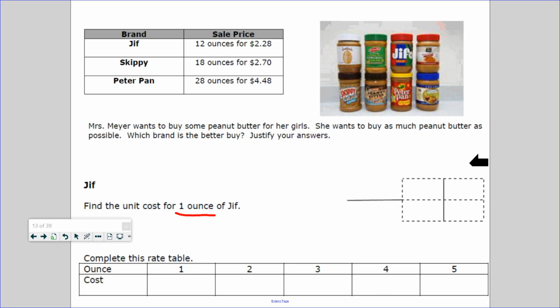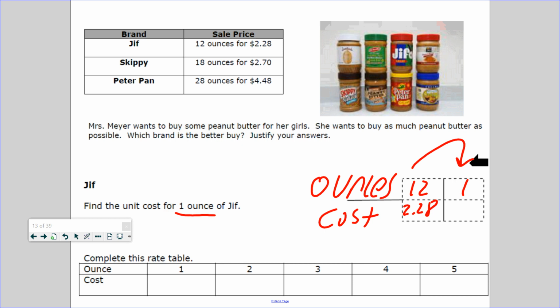So I will do the first one for you, but you'll need to do the rest on your own. I'm going to make a table, ounces and cost. It doesn't matter if you want to put cost on top and ounces on the bottom, as long as you put the numbers in the correct spot. 12 ounces costs $2.28. So how much does it cost for 1 ounce? How do you break down 12 ounces to 1 ounce? Divide by 12. Divide by 12.